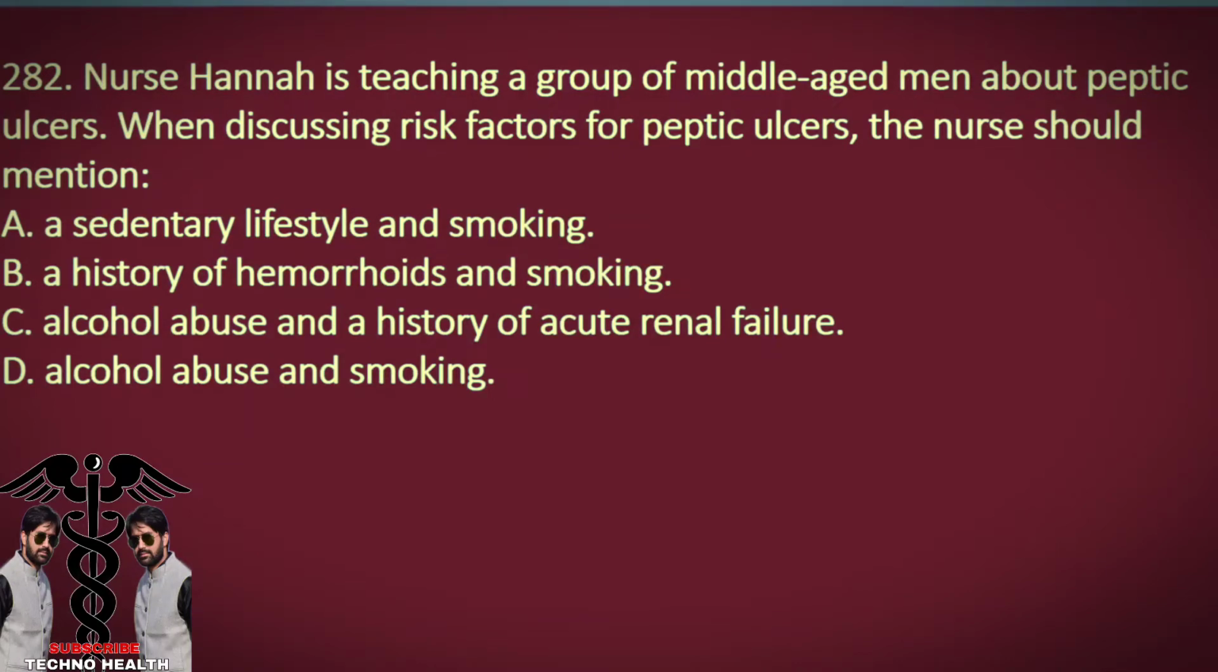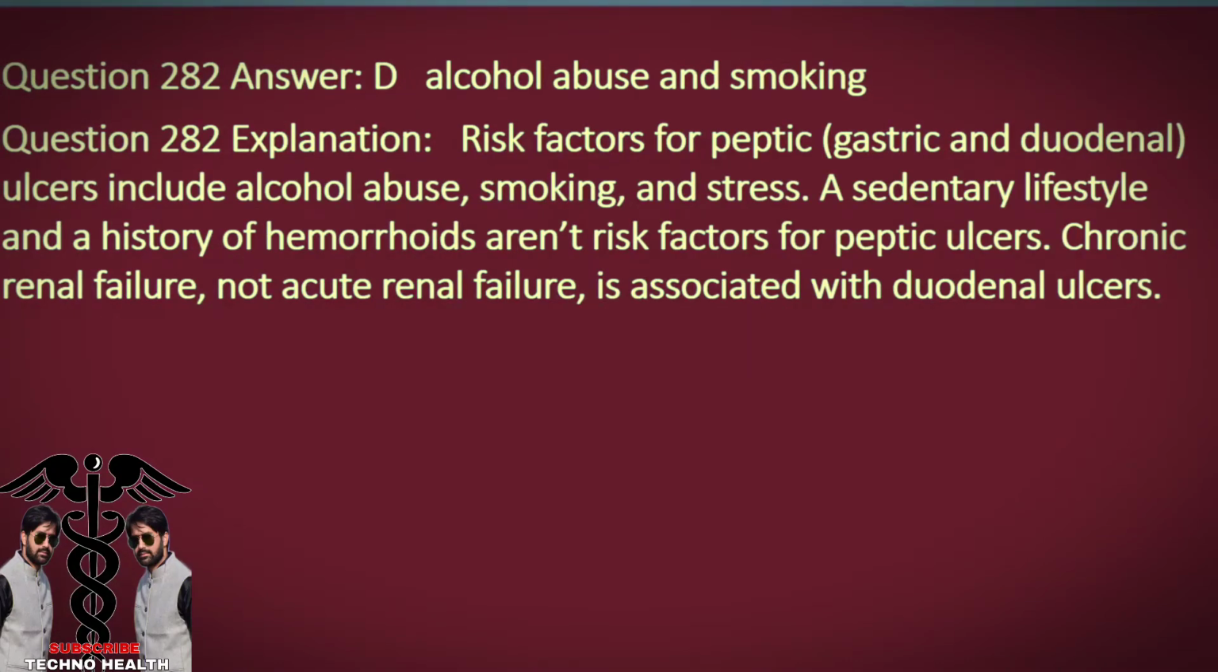Question 282. Nurse Hannah is teaching a group of middle-aged men about peptic ulcers. When discussing risk factors for peptic ulcers, the nurse should mention: A. A sedentary lifestyle and smoking, B. A history of hemorrhoids and smoking, C. Alcohol abuse and a history of acute renal failure, D. Alcohol abuse and smoking. Question 282. Answer: D, alcohol abuse and smoking.